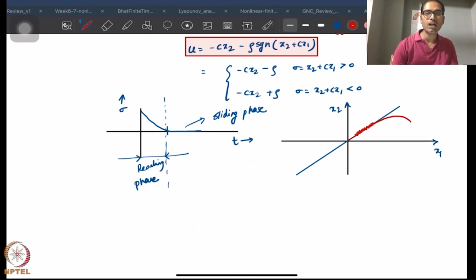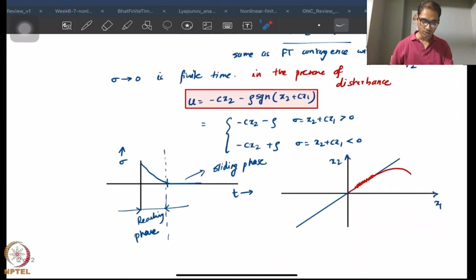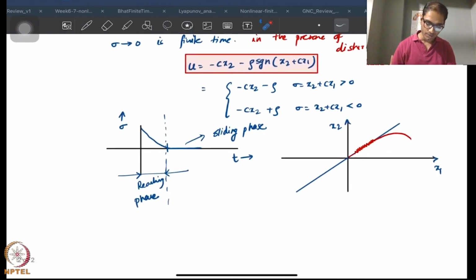Why? Because of the presence of disturbances, and you are not exactly compensating for the disturbances. What you're trying to do is simply dominate them using this L, and the disturbances are bounded by L. So it's not like at every instant in time you're exactly cancelling the disturbances. You cannot do that because you don't know the value of the disturbances.